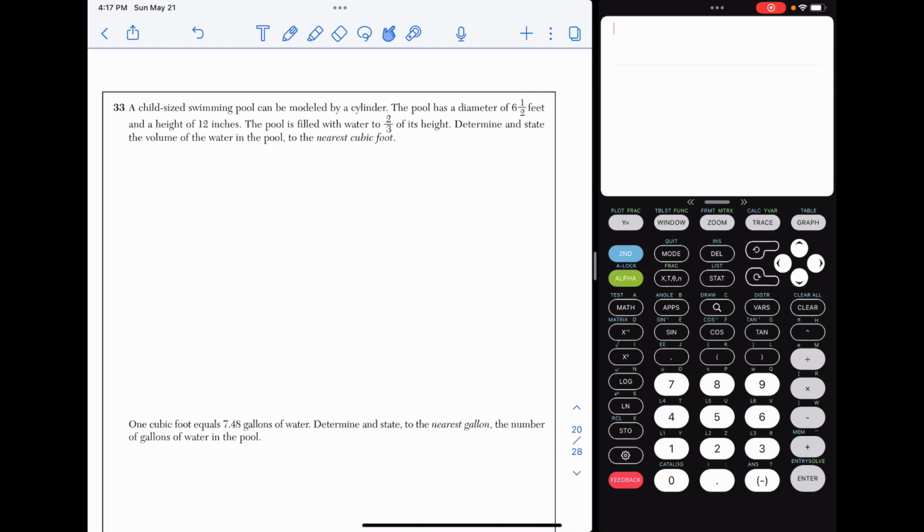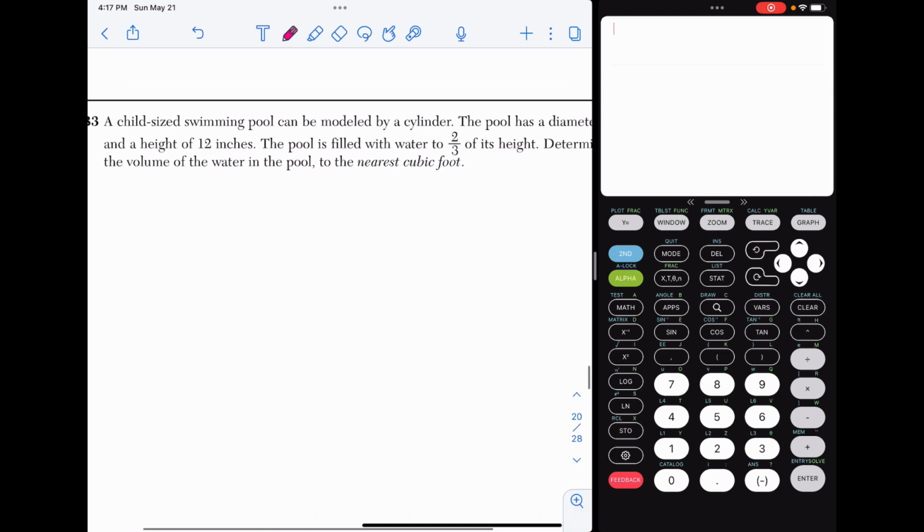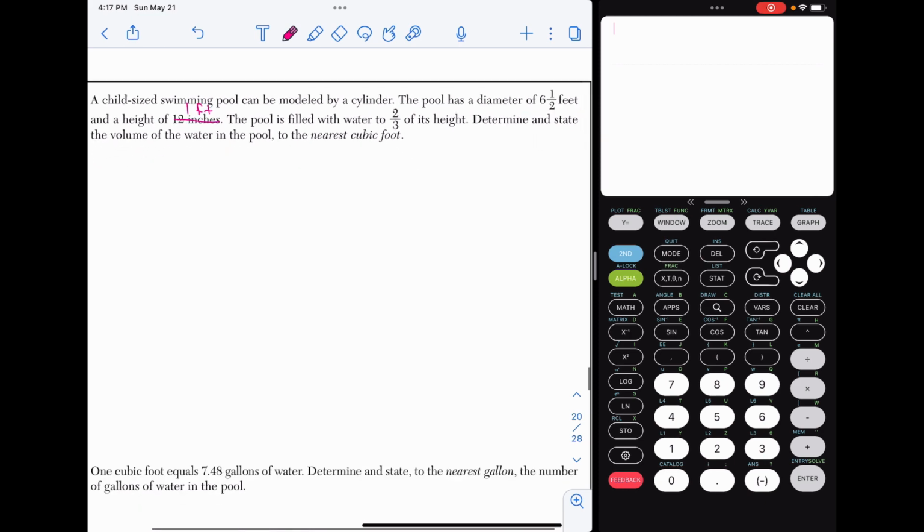33. A child-sized swimming pool can be modeled by a cylinder. The pool has a diameter of 6.5 feet and a height of 12 inches. Let's automatically change that. There's always these tricks on here. We want this to be 1 foot, right?